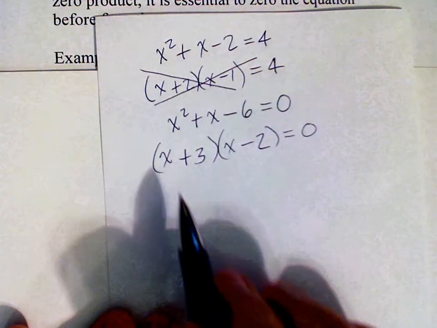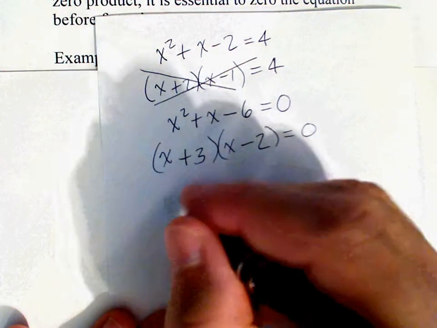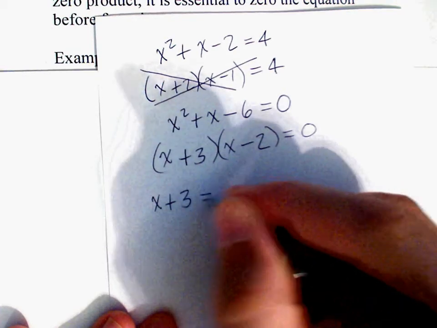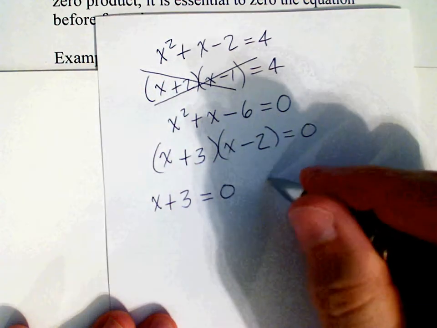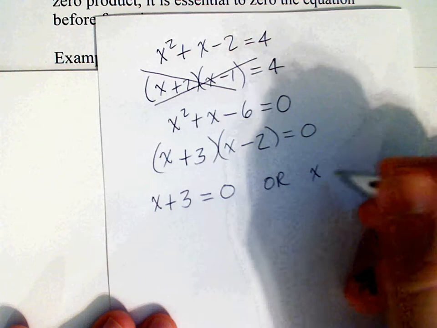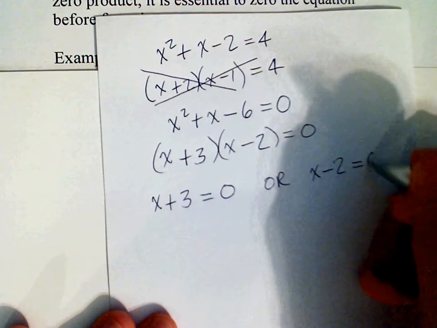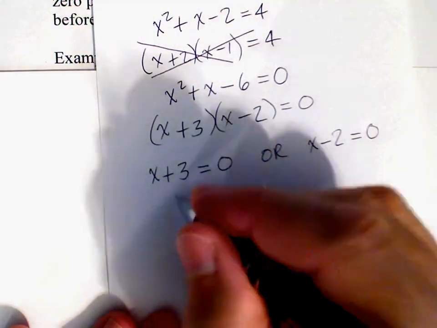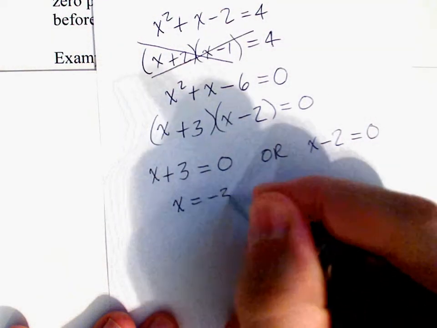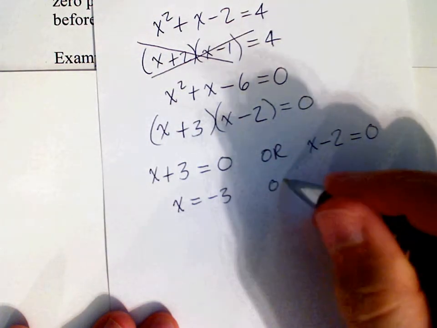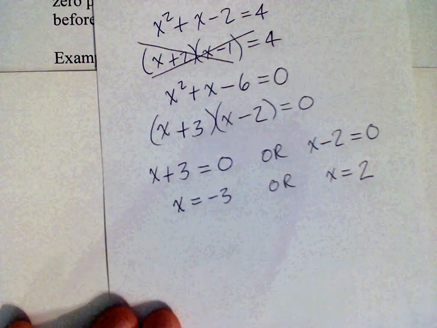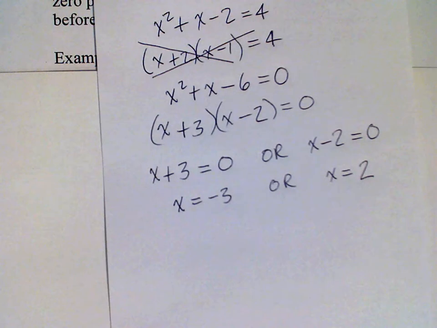Okay, now we have the product of two factors equal to 0, so one of them must be 0. So we'll write down each possibility. x plus 3 equals 0, or x minus 2 is equal to 0. Okay, so this one gives us x equals negative 3, and this one gives us x is equal to 2. Two solutions.